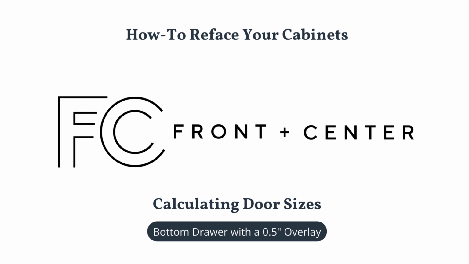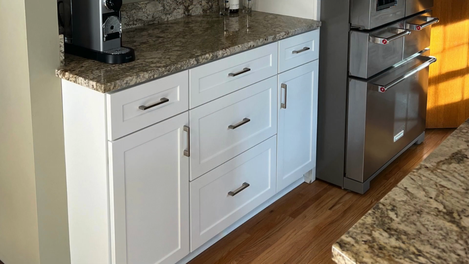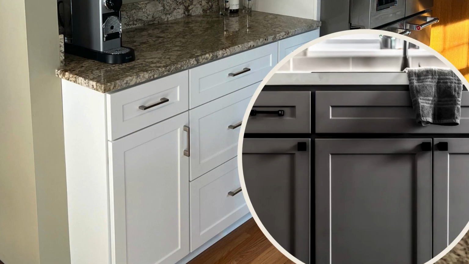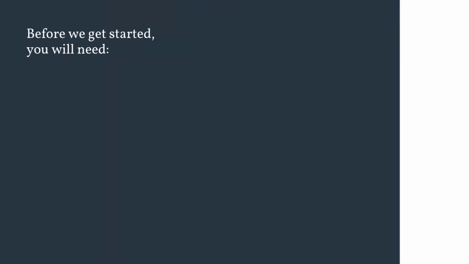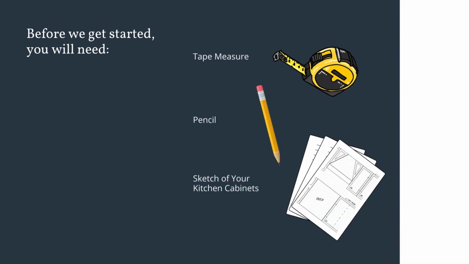In this video, we will cover how to calculate the size for your bottom drawer front, found in a bank of drawers. Shown here in our tutorial is a full overlay kitchen. This is what a partial overlay kitchen will look like. Before we get started, you will need a tape measure, pencil, and a sketch of your kitchen cabinets.